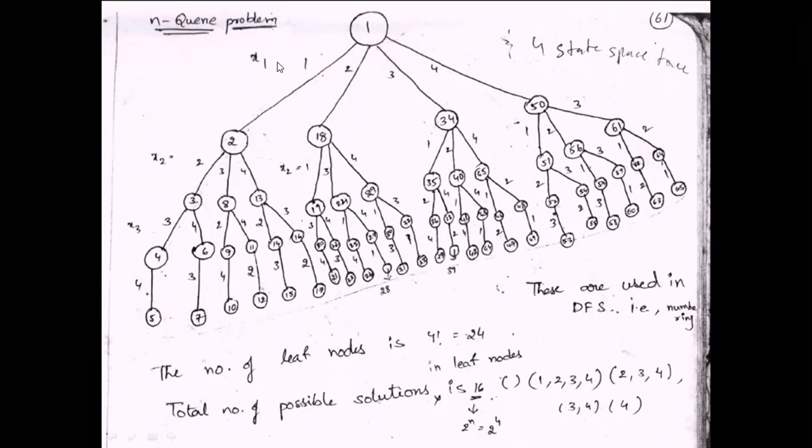Suppose any x of i value is once used, you cannot use it again, because x of i equal to 1, 2, 3, 4 means first row, second row, third row, fourth row. Suppose you are placing one queen in the first row, the next one you are not placing in the same row; you place it in the second, third, or fourth. So you are representing the solution space tree this way.